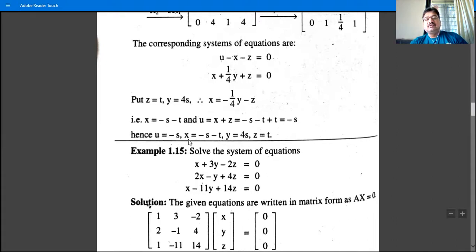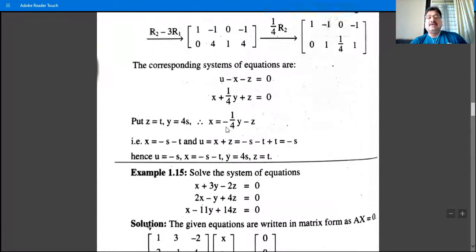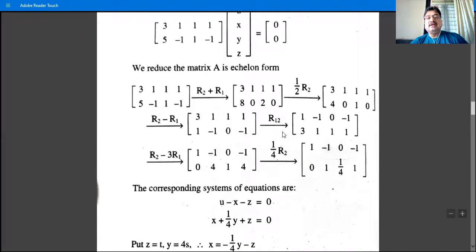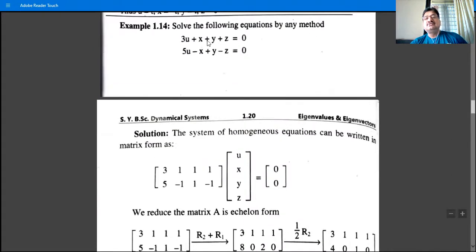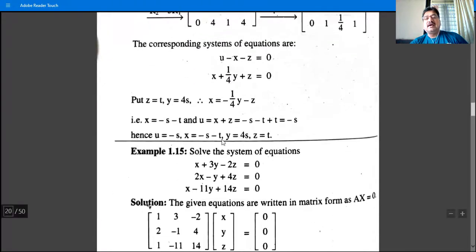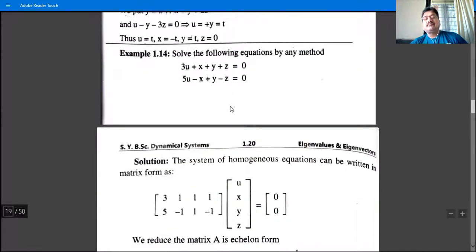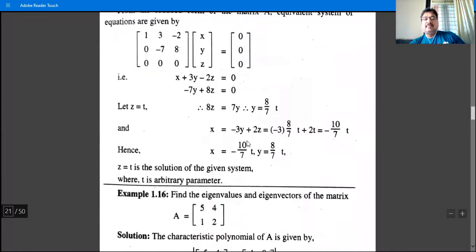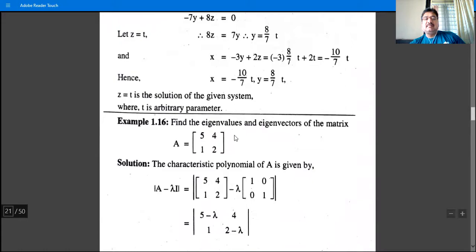So u is equal to minus s, x is equal to minus s minus t, y is equal to 4s, and z is equal to t, where s and t are any real numbers. This is the solution. Obviously, if you take s and t both as 0, then all unknowns are 0, that is u is 0, x is 0, y is 0, z is 0. So the zero solution is a solution of every homogeneous system, and this system also has a non-trivial, non-zero solution. Similarly, observe this problem again. This system has infinitely many solutions.